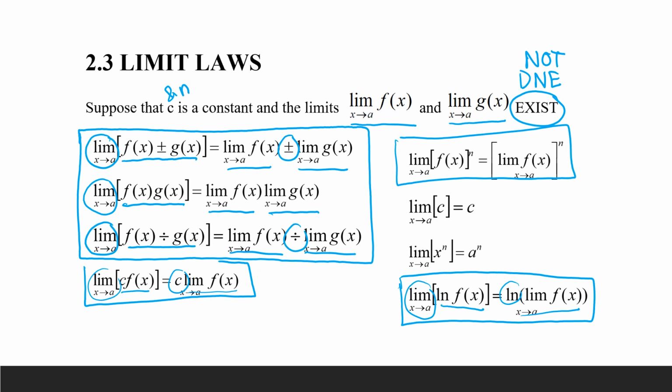Then 2 more. The limit of a constant is a constant, so like the limit as x approaches anything of 5 is 5. I should probably write that. The limit as x approaches any number of 5 is equal to 5. And if you have the limit as x approaches a of x raised to the nth power, that's going to be equal to a to the n.